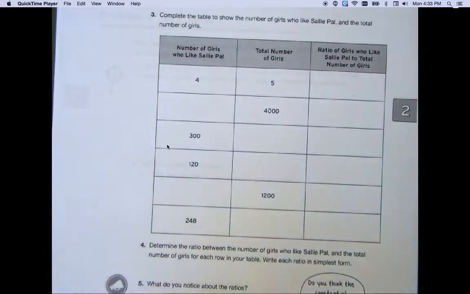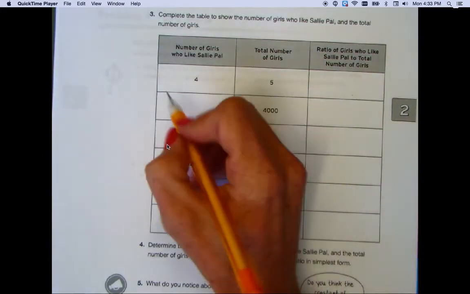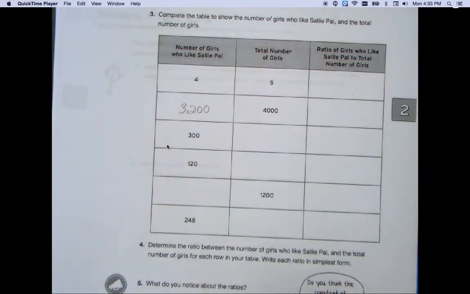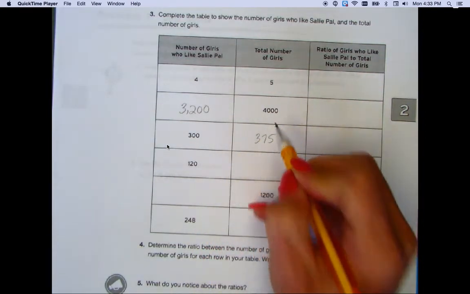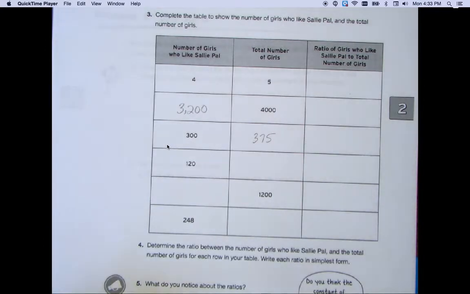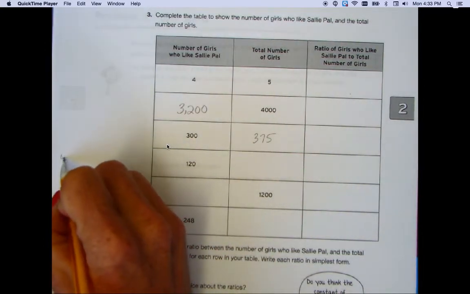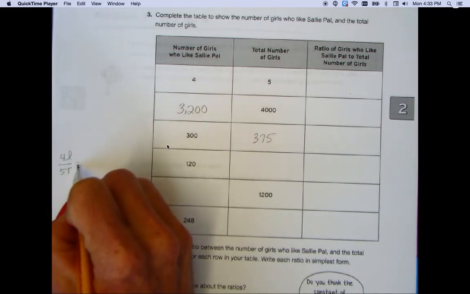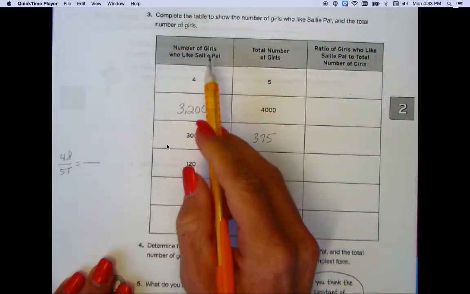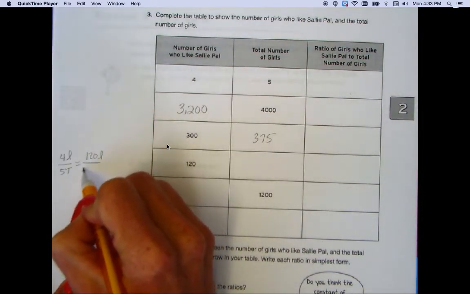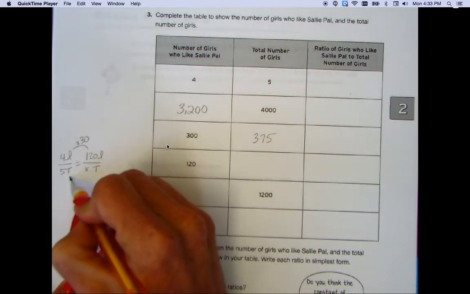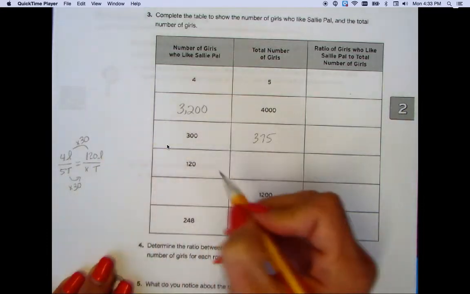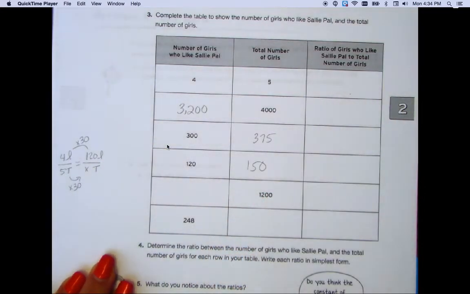Next page, we're going to work on completing the table. So we just found that when there were 4,000 girls total, there were 3,200 that liked her, and when we did 300, we had 375. So I can continue setting up my ratios. For 120, 4 liked out of 5 girls total. So if 120 girls liked her, how many total? So I see that 4 times 30, so 5 times 30 would be 150.